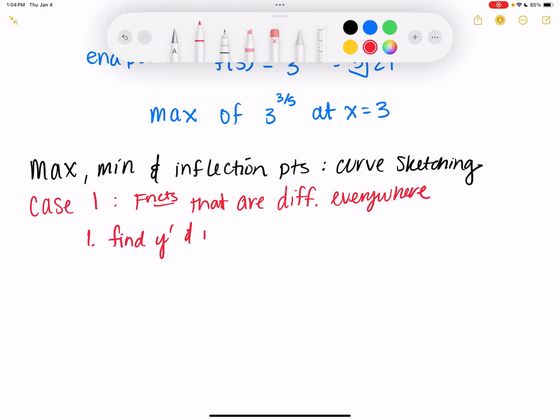All right, the first thing, we find y prime and y double prime. Two, find all critical points of y.